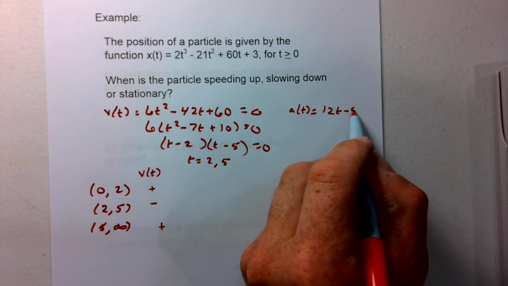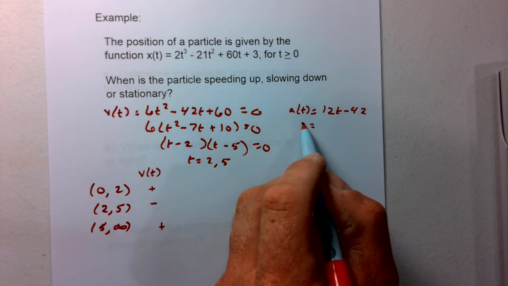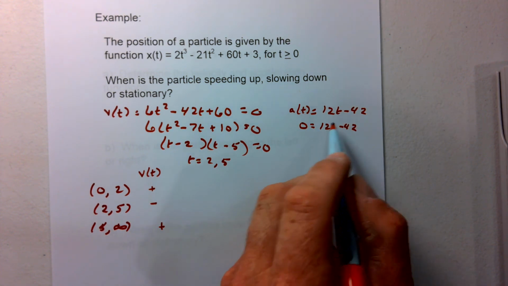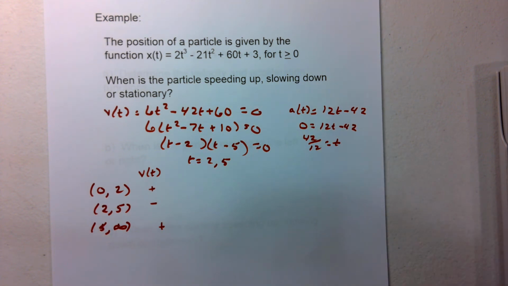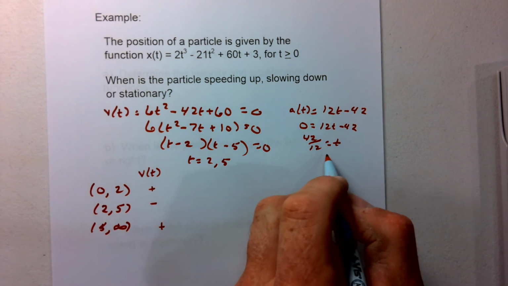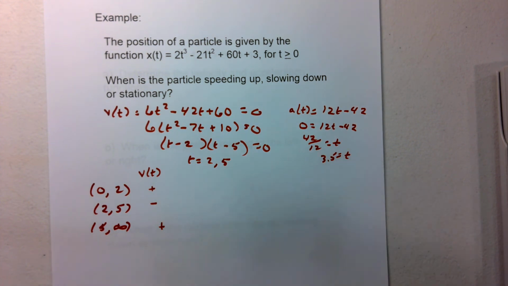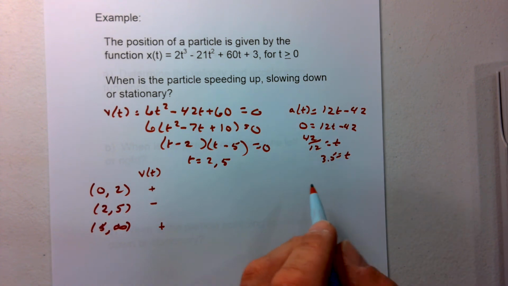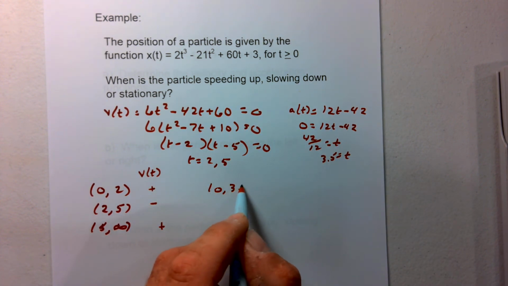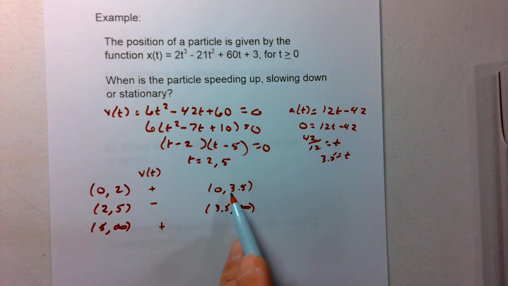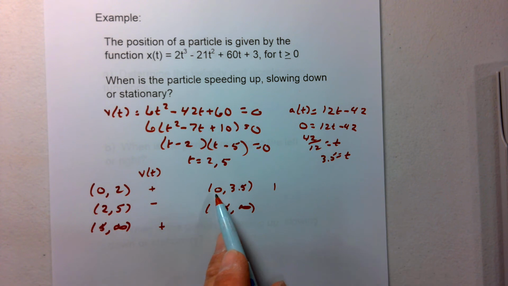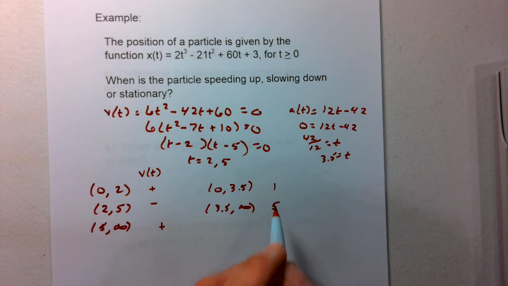we get 12t minus 42. Setting that equal to 0, we're going to add our 42 and divide by 12. 42 divided by 12 gives us 3.5. So with our acceleration, now we're going to look at our intervals 0 to 3.5, and then 3.5 to infinity. Plug in a number between 0 and 3.5. We're going to check 1. Again, it doesn't matter what value we pick as long as it's on an interval. And 3.5 to infinity, pick a nice number, maybe 5.